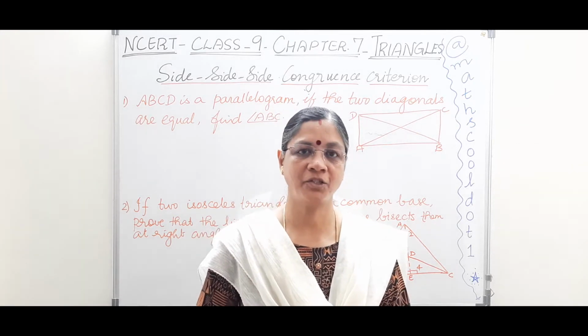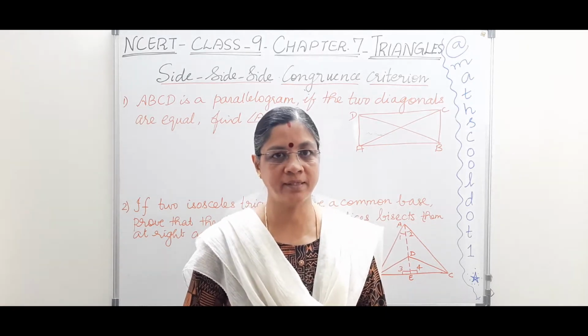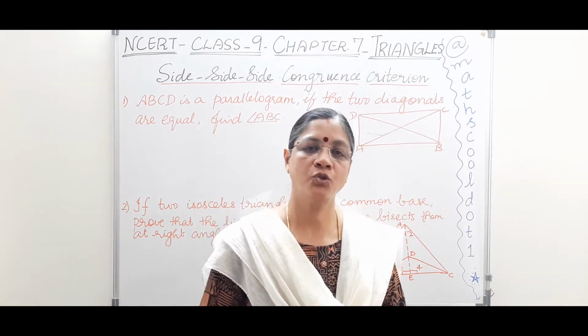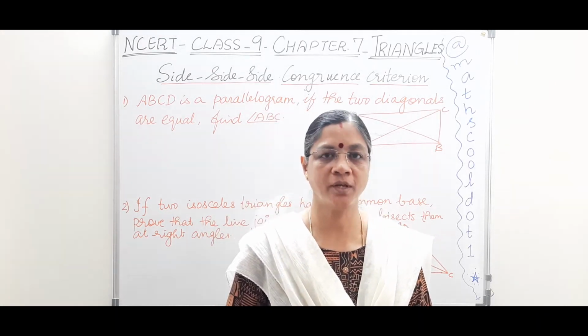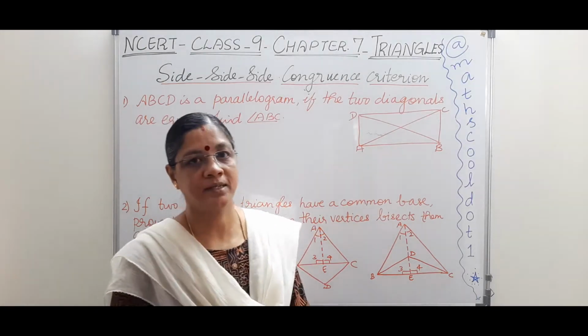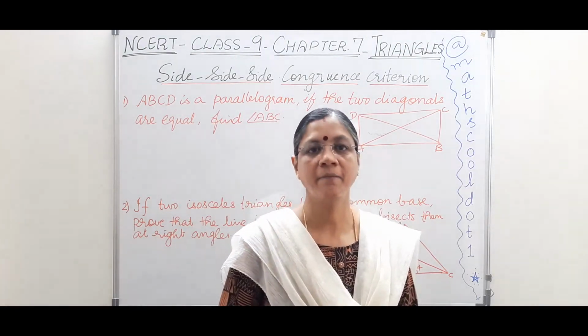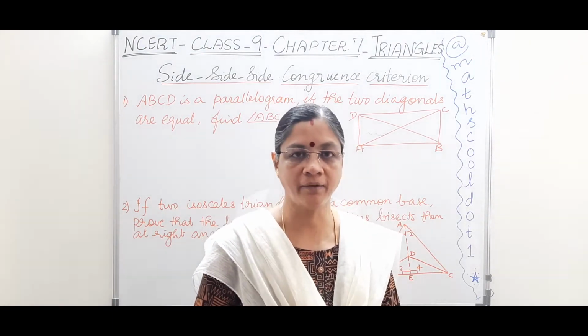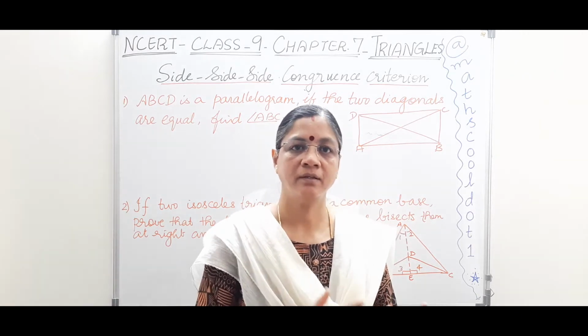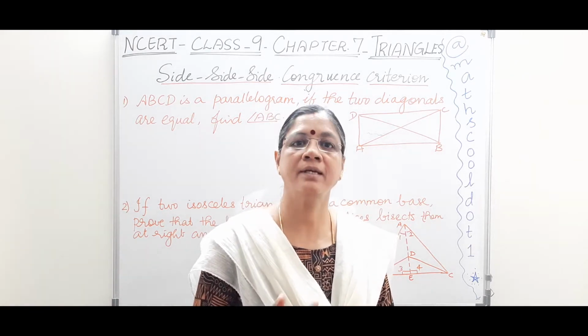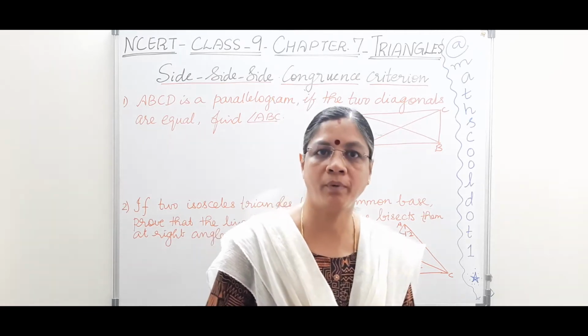Today it's going to be a continuation of Chapter 7 Triangles, and we are yet to complete two other congruence criteria. Today we'll be seeing the side congruence criterion. That is the simplest of all the 5 criteria. So let's directly move to the problem and understand the criterion through the problem itself.